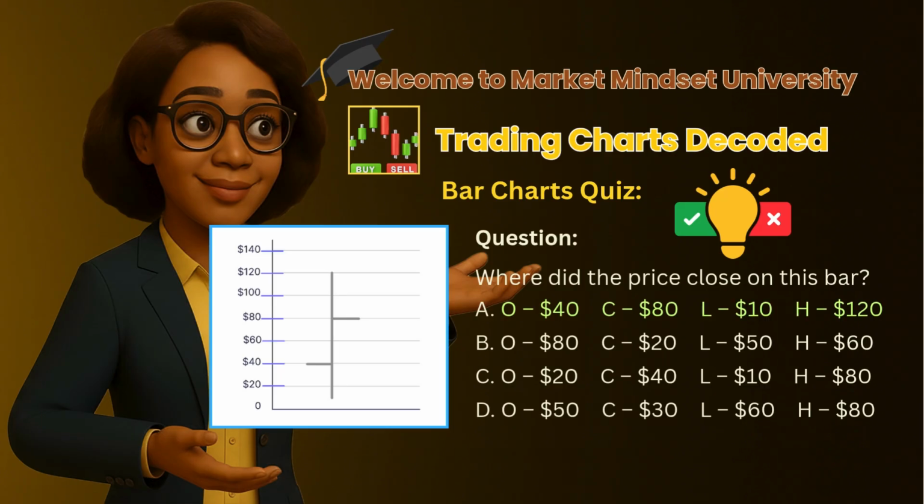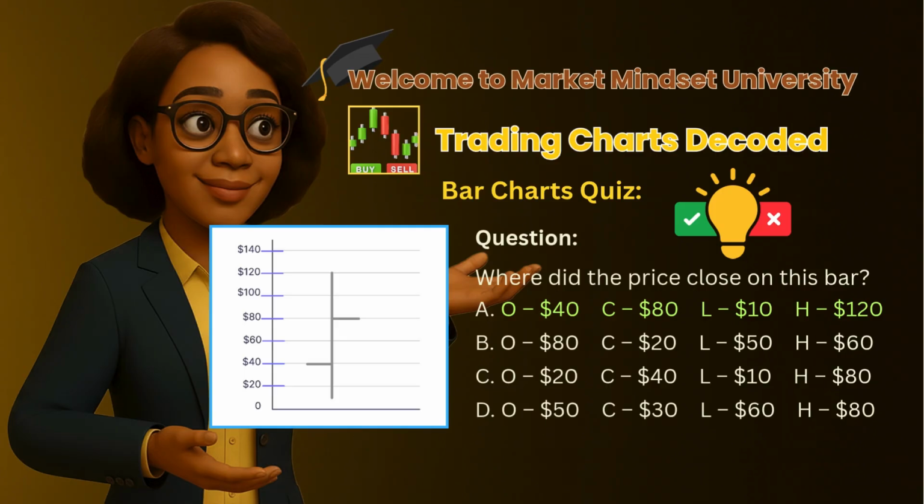The correct answer is A. The open was $40, the close was $80, the high was $120, and the low was $10. Congratulations if you got it right. Now you can read a bar chart. Great work, keep it up.